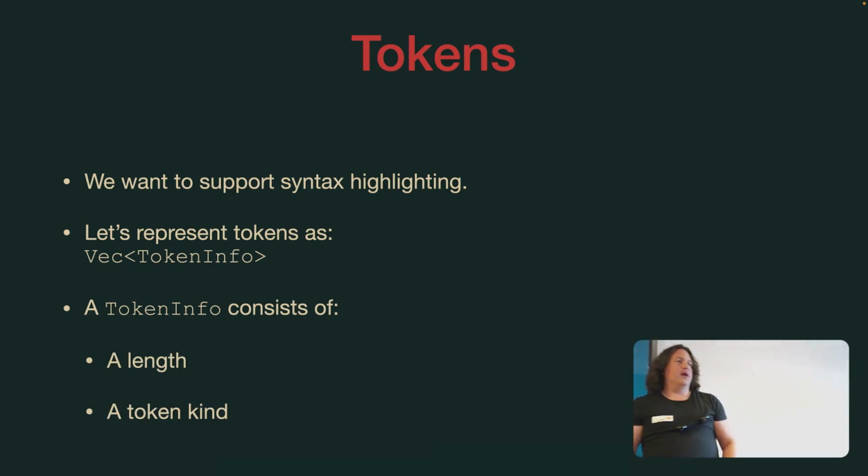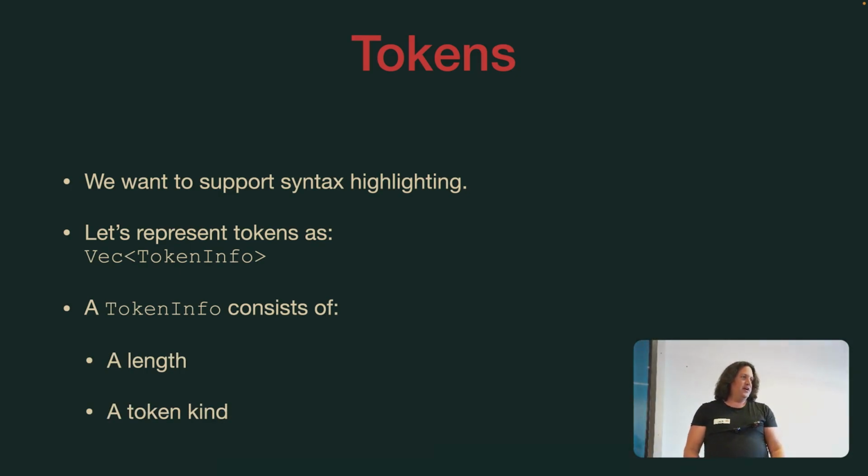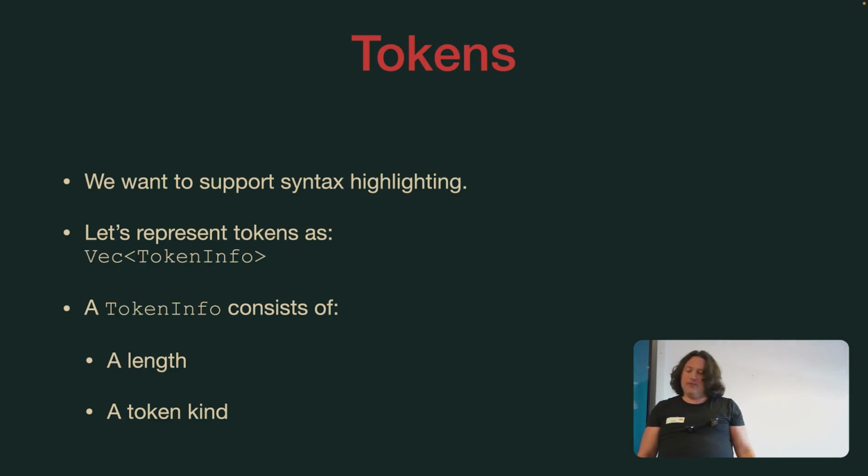So I'm going to go quickly over the features we did try to support and how we went about supporting them. First thing to understand is that our code is line-based. So internally, you have a vector of lines. So what is a line? A line has several pieces of data. One of that data is token information. We want to support syntax highlighting. For that, we need to store a list of tokens for each line. So we represent that as a vector of token infos. A token info consists of the length of the token and the token kind.